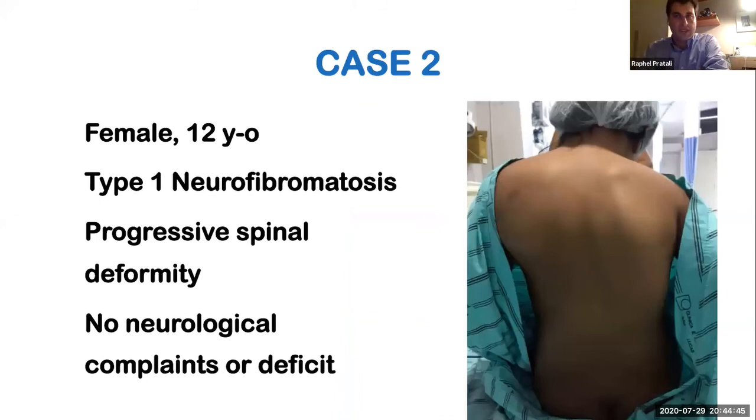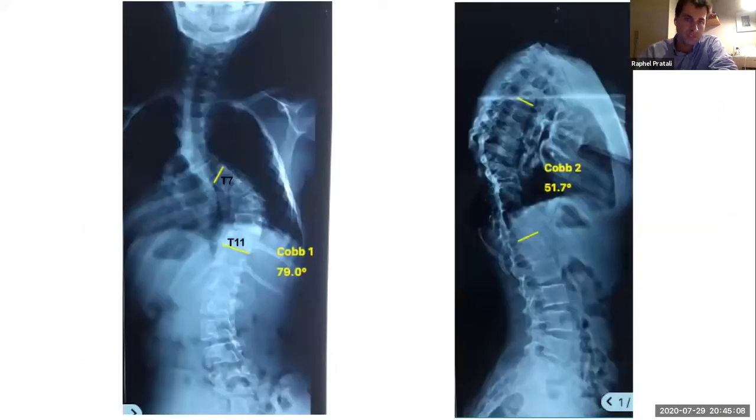Okay, and the second case, the last case, is a 12 years old lady. She had a diagnosis of type 1 neurofibromatosis, also with a progressive spinal deformity. She had no neurological complaint or deficit, it's only deformity. And neurofibromatosis also has a very particular deformity. We can see here a very short, angular, sharp curve, almost 80 degrees in 5 vertebrae, and also hyperkyphotic deformity in the lateral view.